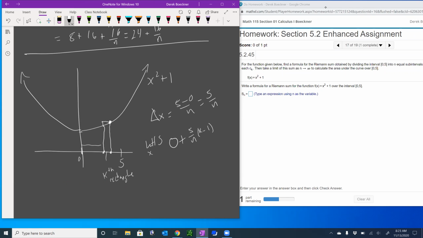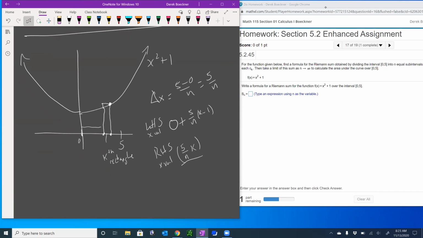The right-hand side x value is going to be, well, I will start at 0 and go 5 over n, k times. And that's probably why it uses the right-hand side, because you're going to use the k rather than the k minus 1. You don't have to float that k minus 1 around everywhere.